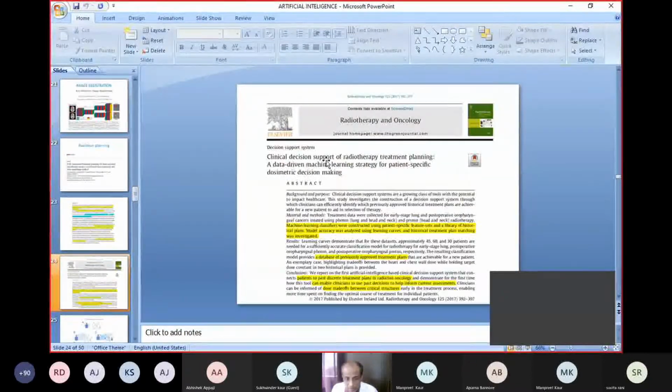Then clinical decision-making also plays a major role in radiation treatment planning, with data-driven machine learning for patient-specific dosimetry. After the plan is generated, it gives a DVH, which we call a dose volume histogram, showing which area is getting how much dose, like the lungs, liver, heart, how much dose each organ is getting, and which plan we can accept easily. So if we have a library of thousands or lakhs of plans, we can easily accept the new plan which fits best with the previous plans.